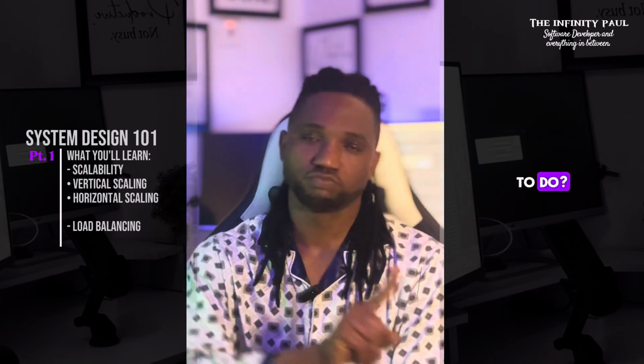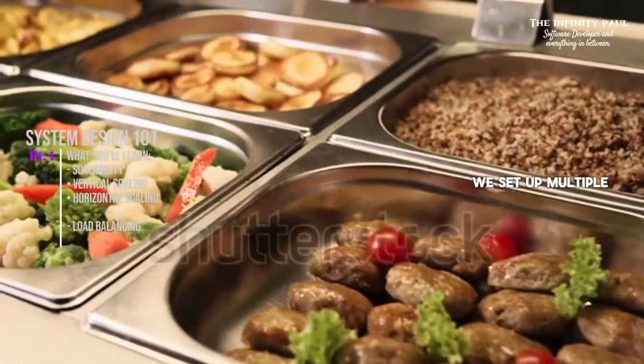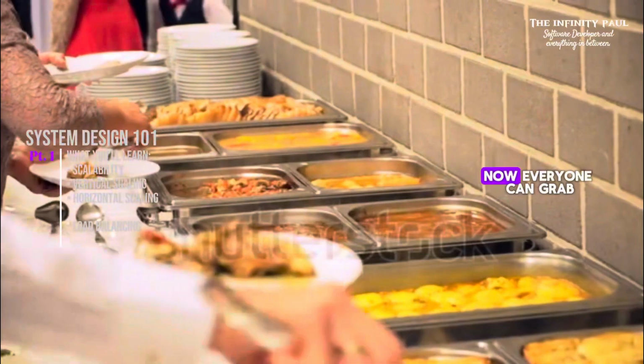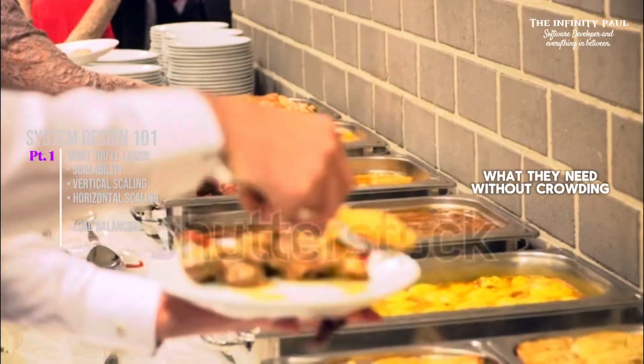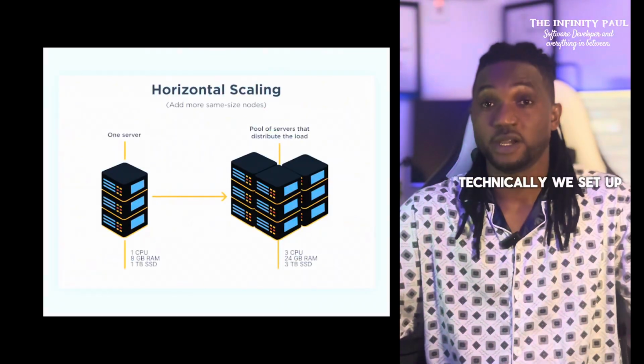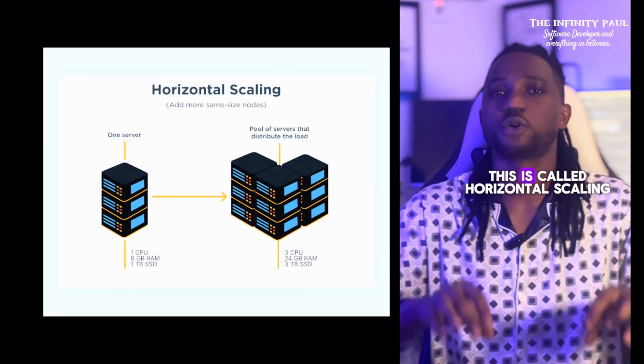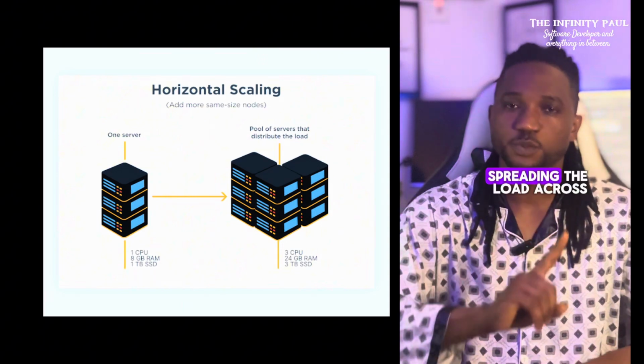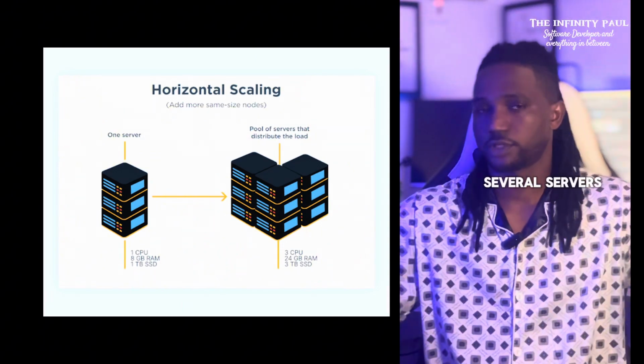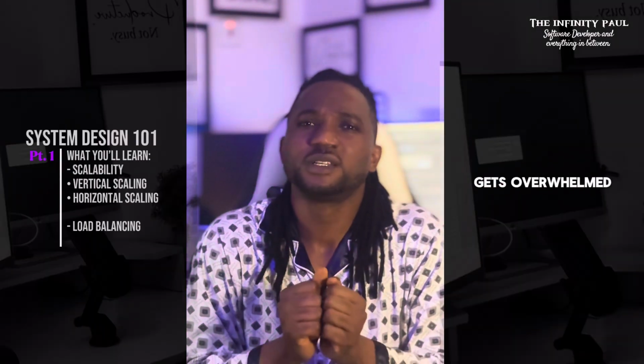What do we need to do? We scale out. We set up multiple food stations. Now everyone can grab what they need without crowding. Technically, we set up multiple servers. This is called horizontal scaling, spreading the load across several servers, so no one server gets overwhelmed.